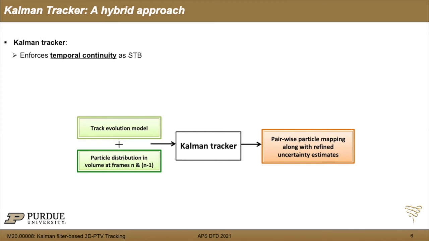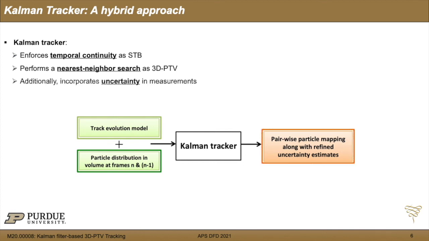It enforces the temporal continuity similar to Shake the Box through the track evolution model. The multiparametric tracking achieves pairwise particle mapping across time frames, which is similar to 3D PTV. So in a way, the Kalman tracker can be viewed as a hybrid tracking approach. However, it also accounts for the instantaneous PTV measurement uncertainty, unlike the other methods.